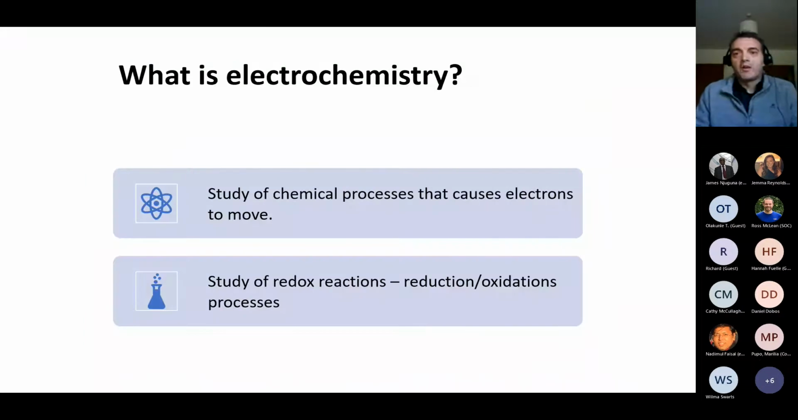So first of all, I'm going to start with what is electrochemistry? Why is it important? So electrochemistry, as I put in there a couple of definitions, is the study of chemical processes that cause electrons to move. So some electrons will go from one side to the other, and the reason depends on the redox reactions. These are reduction oxidation processes.